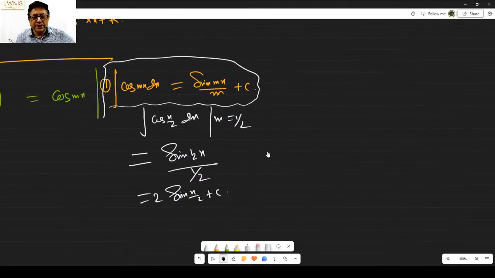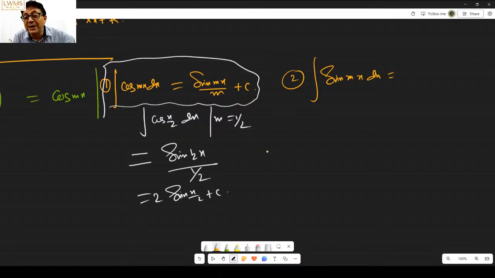Now there will be another formula. Let us write one by one. Sin mx. Sin x integration you know is minus cos x. This time it will be minus cos mx by m plus c. You just differentiate minus cos mx by m, you will get sin mx only. Clear? So the integration of sin mx is minus cos mx by m plus c.